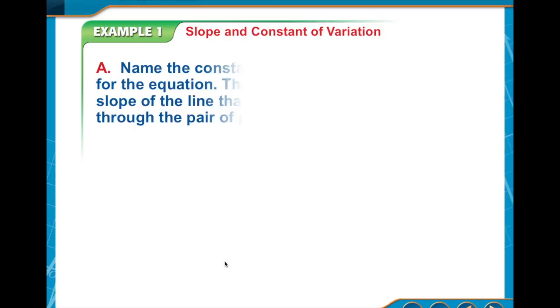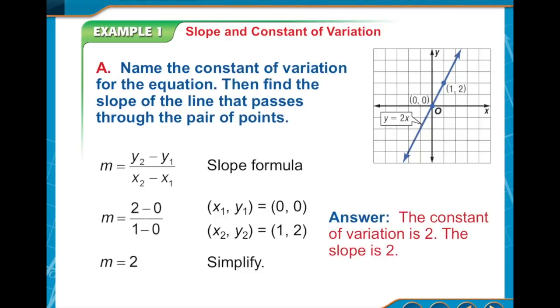And that is all we're asked for that problem. So the COV is 2. The slope is also 2. Same thing for these direct variation problems. This number will be the same.